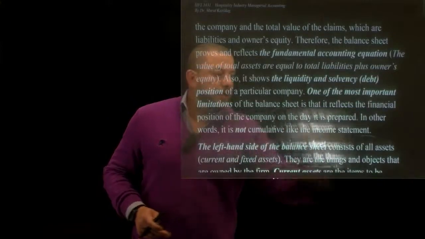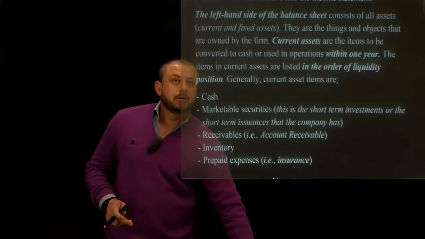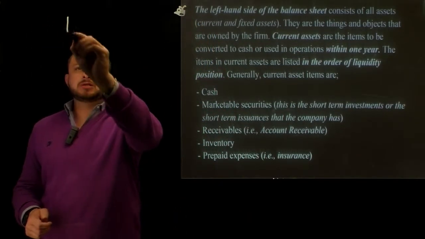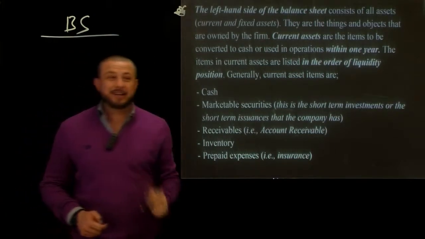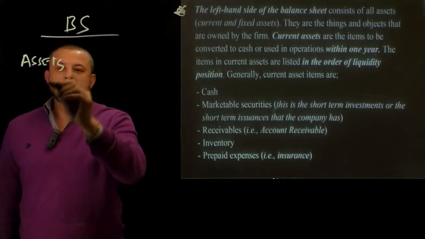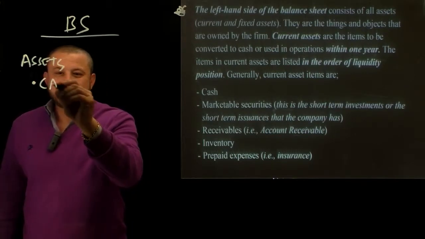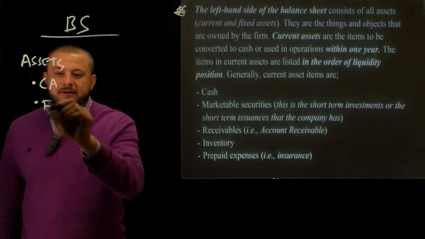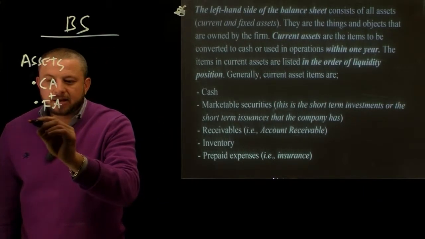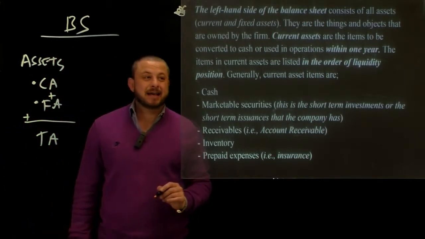We have three main components of the balance sheet, guys, okay? Let me just scroll up. On the left-hand side of the balance sheet, I'm just going to put BS over here, but it's balance sheet. On the left-hand side, we have the assets section. Under the assets section, we have CA, current assets, and we have FA, fixed assets. So CA plus FA will be equal to total assets, TA, okay?